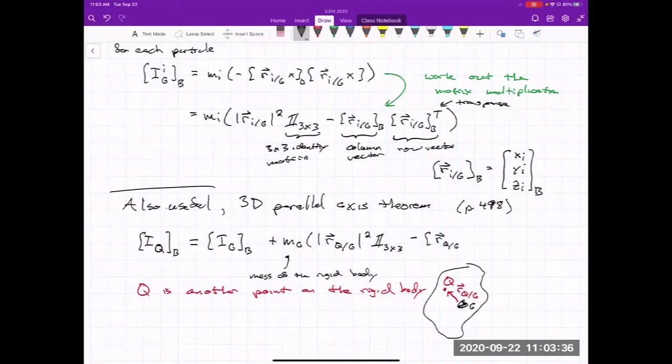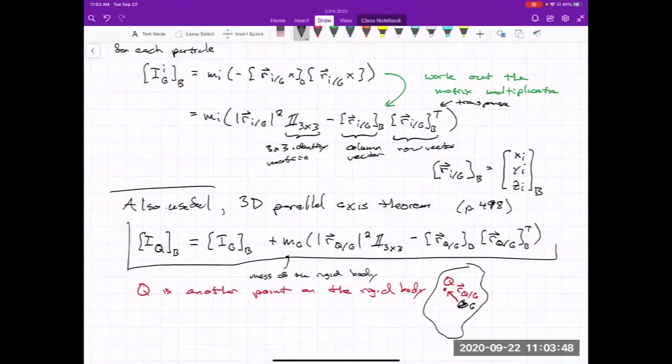RQG times RQG transpose. So this reduces to the usual 2D version of the parallel axis theorem that you might be familiar with from like sophomore dynamics. This is equation 11.57. So if you were following along in the book.